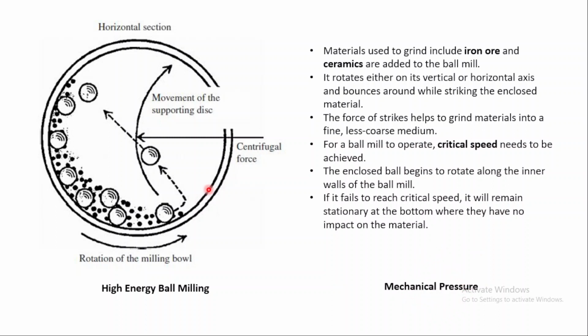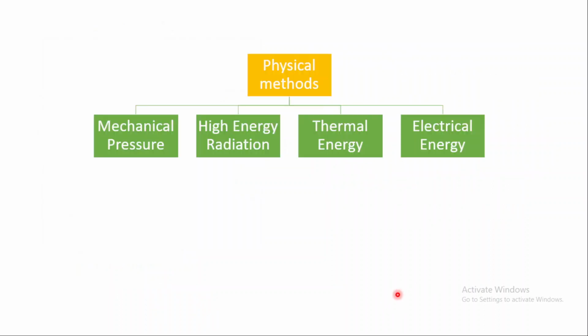The form of physical entity this ball milling follows is mechanical pressure. If we go back, we saw four forms of physical methods here. So the first, ball milling, operates on a mechanical pressure basis, right?